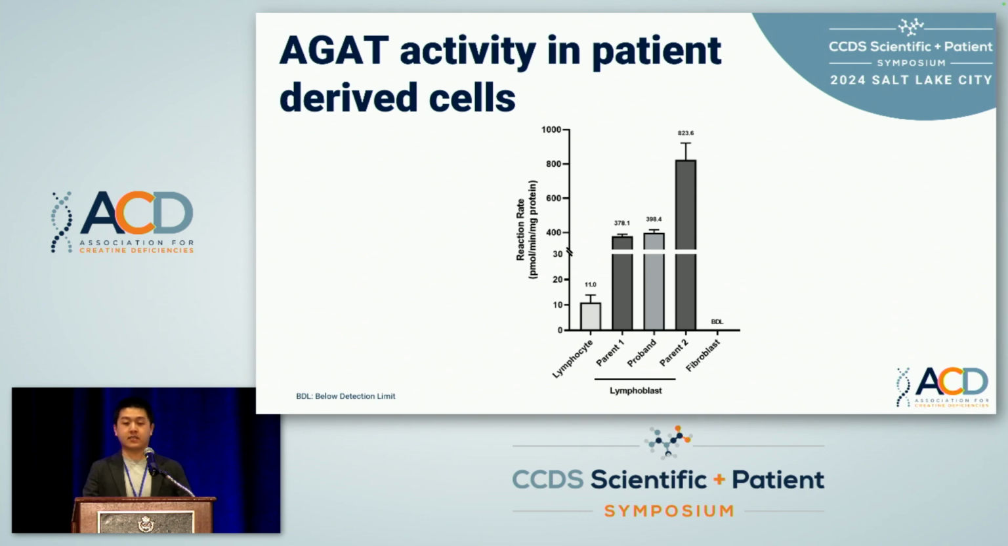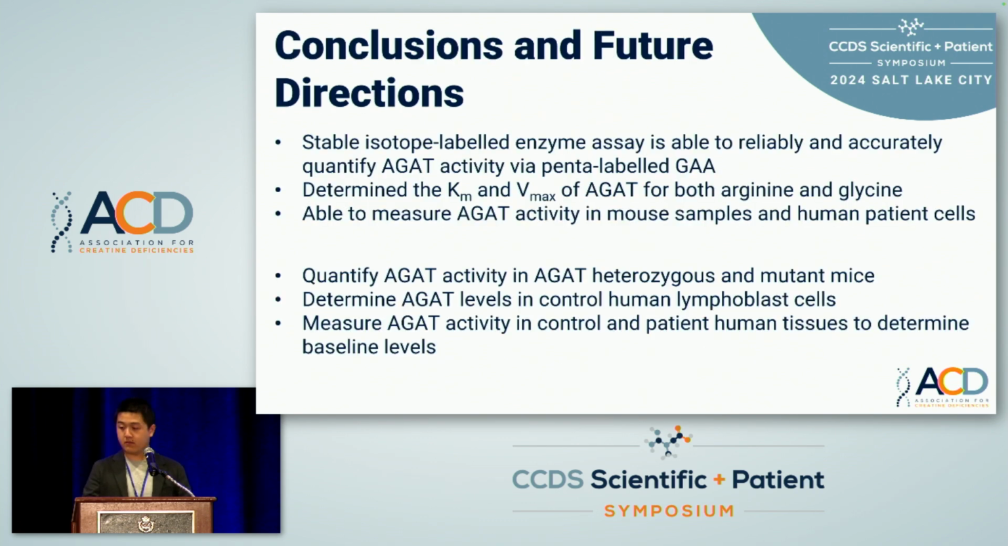What we can see here is that we were able to measure AGAT activity in both the lymphocytes and the lymphoblasts, with the lymphoblasts having significantly higher levels of activity. Unfortunately, we were not able to detect any AGAT activity at all in the fibroblasts. So with that, in today's presentation, I've demonstrated the use of a stable isotope assay for measuring AGAT activity in various mouse tissues and in cell lines. With this, we were able to measure the enzyme kinetics of AGAT in mouse kidneys, and we also observed the phenomenon in which high levels of arginase in certain tissues may impact our measurements.